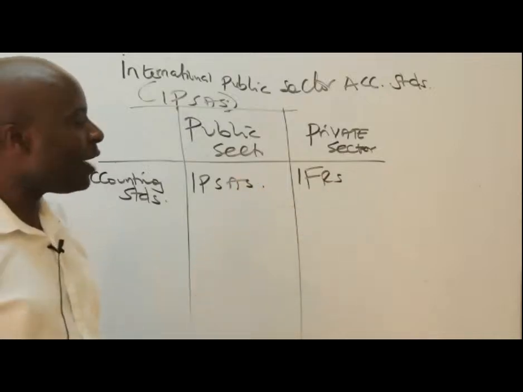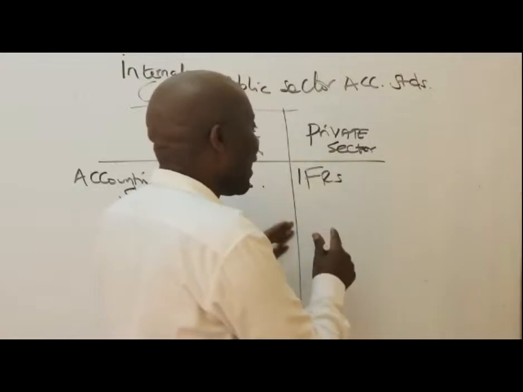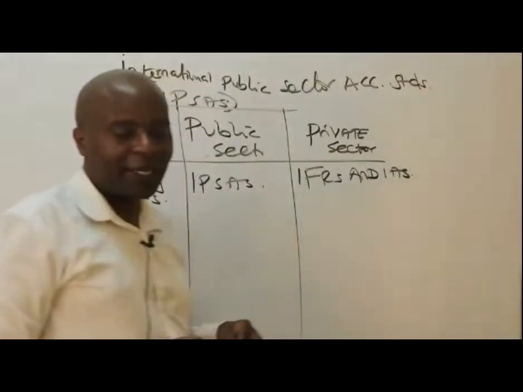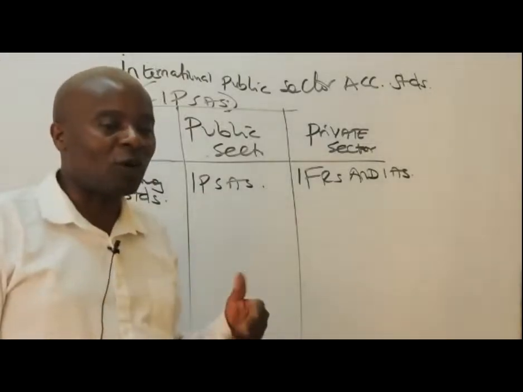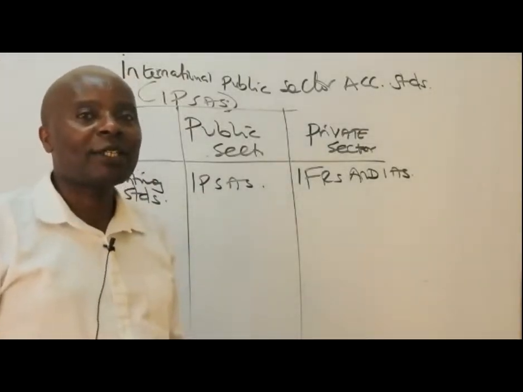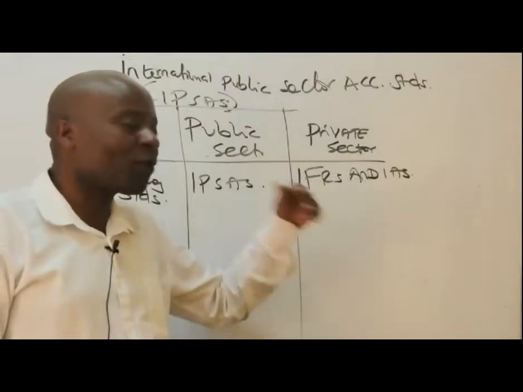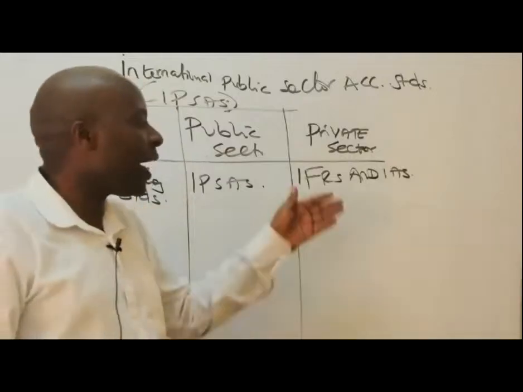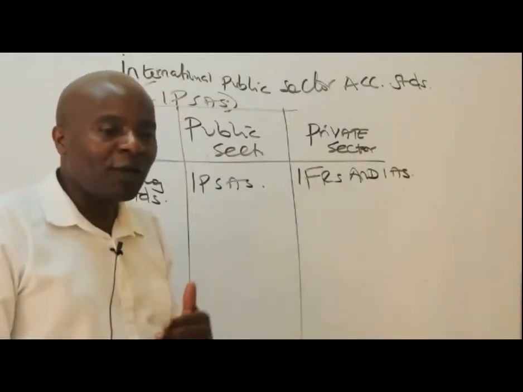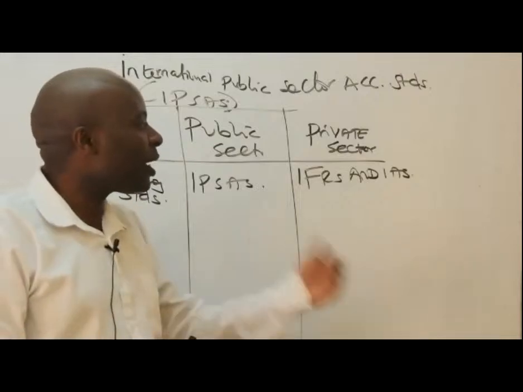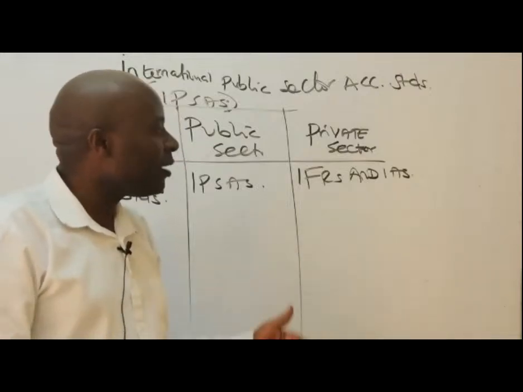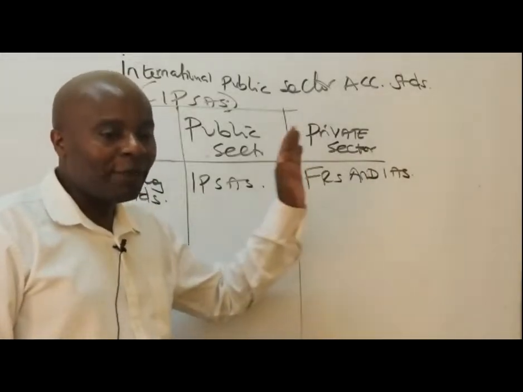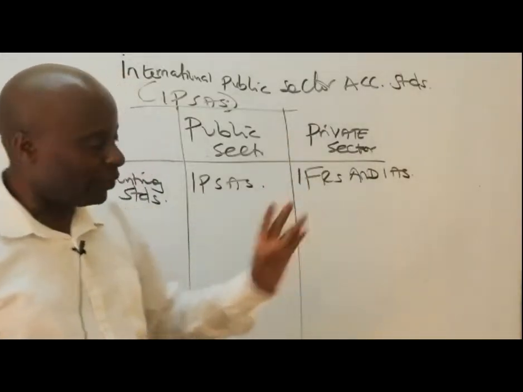It's either they make use of IFRS, or rather they make use of IFRS and IAS. IAS stands for what? International Accounting Standards. As you are aware, International Accounting Standards were the old standards, which gradually are being phased out with IFRS. But the most important thing for us in this particular class is to appreciate that for financial reporting in the private sector, we normally use IFRS and IAS, where I've told you the full meaning of IFRS and IAS. Very important, ladies and gentlemen.